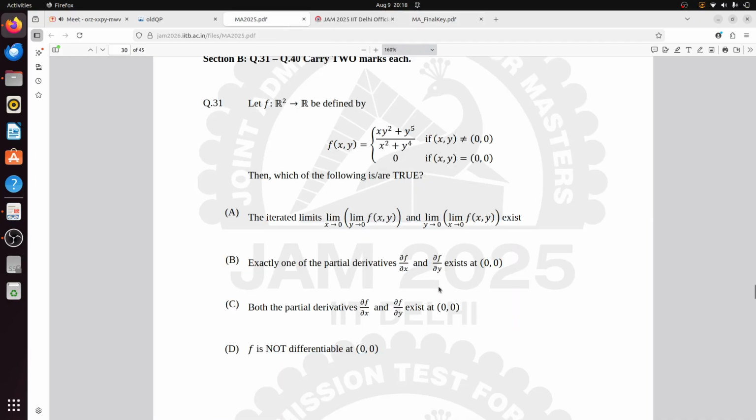So it is differentiable. How is it differentiable? See, if you take hk common, you get k minus h divided by h square plus k power 5, k power 4. No, there is also y minus x, and then in the denominator you have square root of x square plus y square.